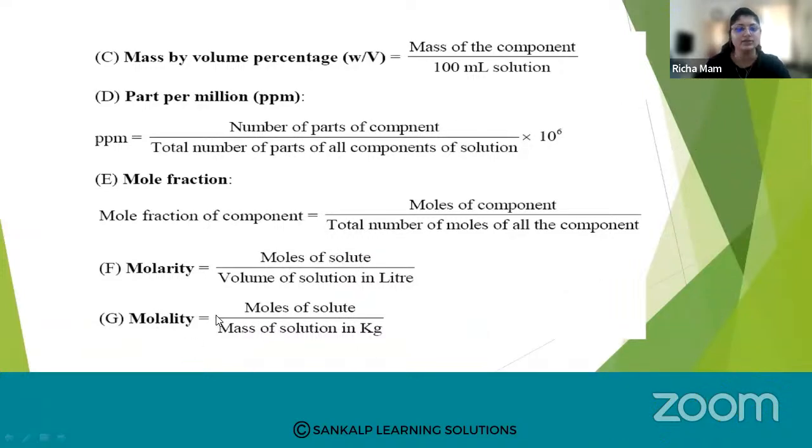Next is molality. Molarity is denoted by capital M, and molality is denoted by small m. So what is molality, students? Molality is defined as the number of moles of solute per kg of solvent. Yes, the number of moles of solute per kilogram of solvent.